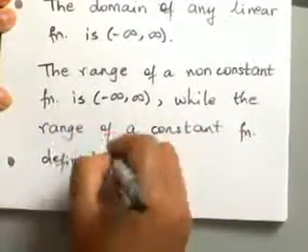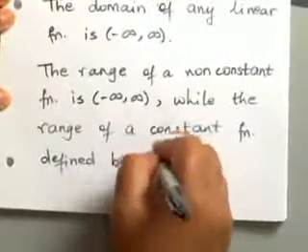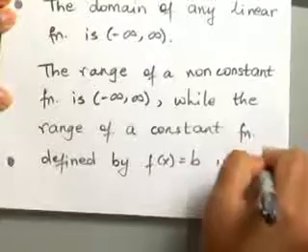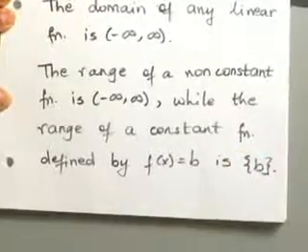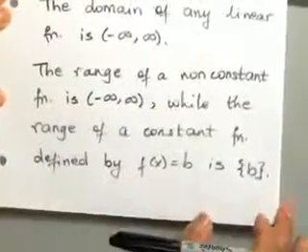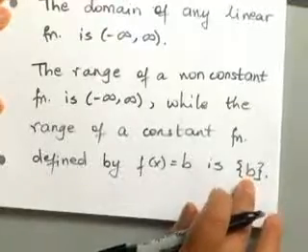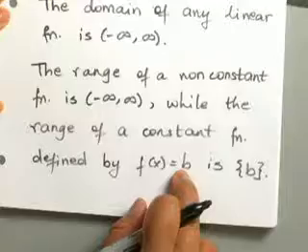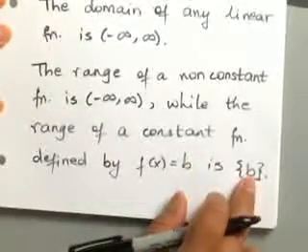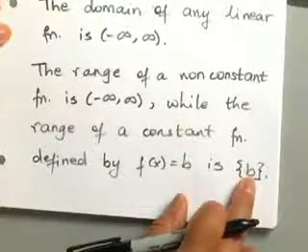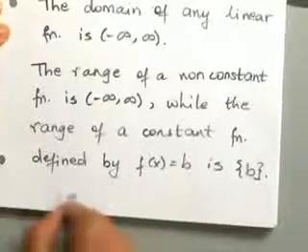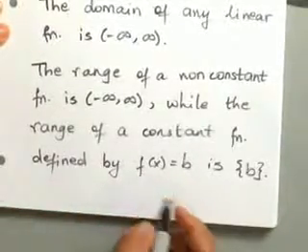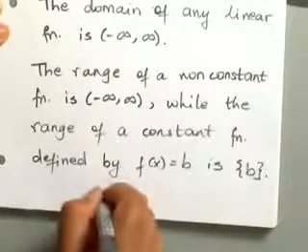will be just one number, and that number will be defined by the equation itself. Whatever this number b is, that's what your range for that function is going to be, because a horizontal line crosses the y-axis at only one point, and it's not an oblique line. So you will have only one number as your range for a constant function, or a linear function that is a horizontal line.